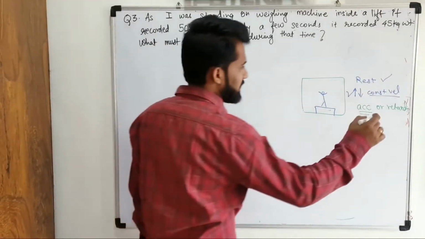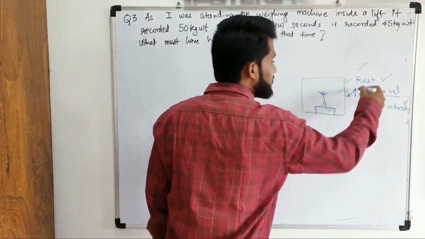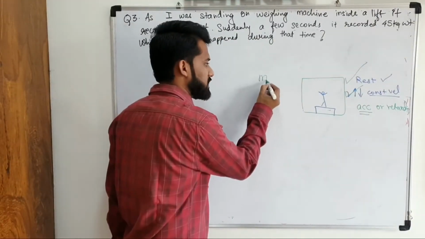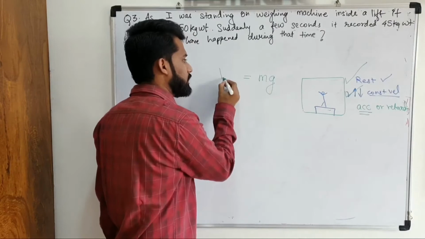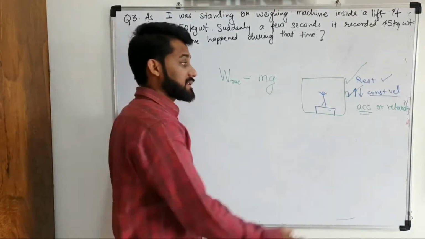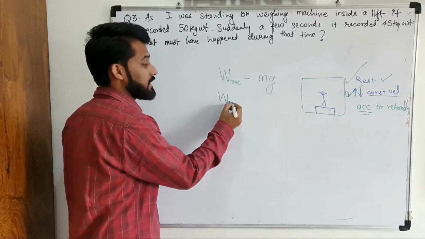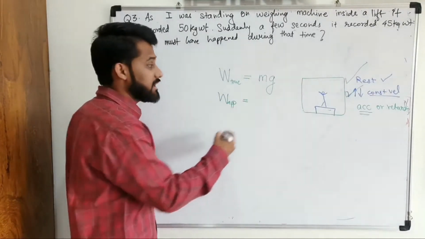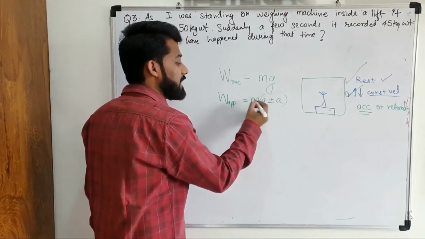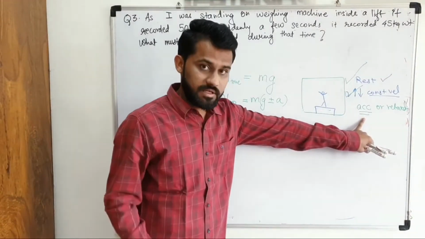So already I have stated that if the lift is at rest or if it is moving with constant velocity, you will get your true weight, that is mg. But if the lift is accelerated, you will get some apparent weight, which will be mg plus or minus a, depending on where the lift is accelerated, not where the lift is moving.